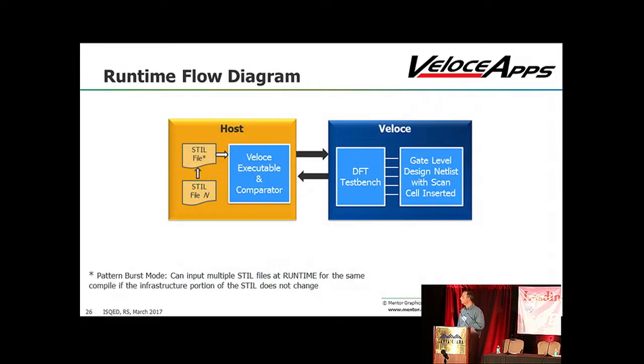It's the runtime flow. The way this works is the same exact way it runs on the tester. You've got your compiled design with your DFT test bench. The stimulus gets read from the STIL file, vector by vector, line by line, driven onto the pins. The DUT will respond and generate output. That output then gets read by the executable and compared to what's in the file to see if there are mismatches.